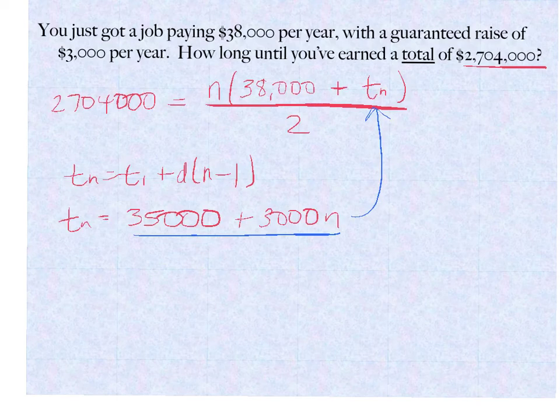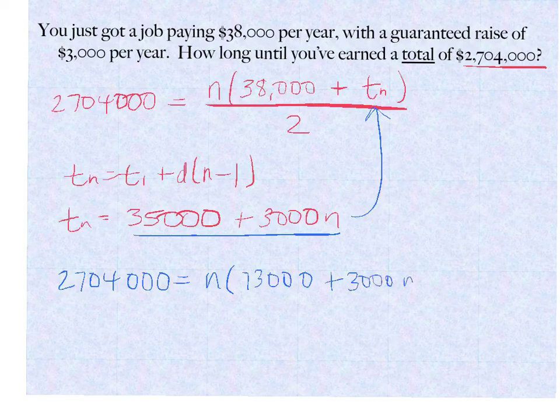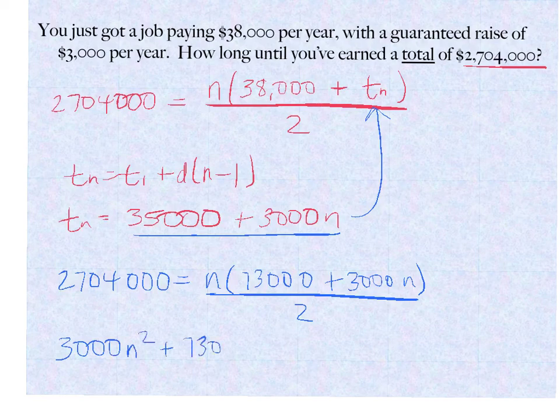We'll do this fairly quickly, but what we end up with is that 2,704,000 now equals n times, and when I substitute and simplify, I get 73,000 plus 3,000n all over 2. Again, I'm running out of room, so I'm going to skip a little bit of the algebra. But when you simplify that, you get 3,000n squared plus 73,000n minus 5,408,000. That's going to equal 0.